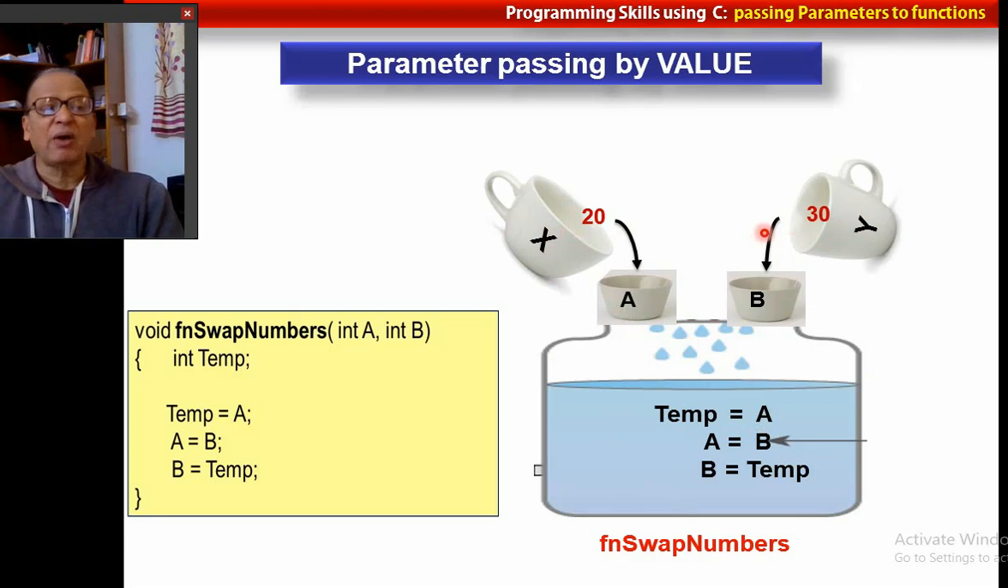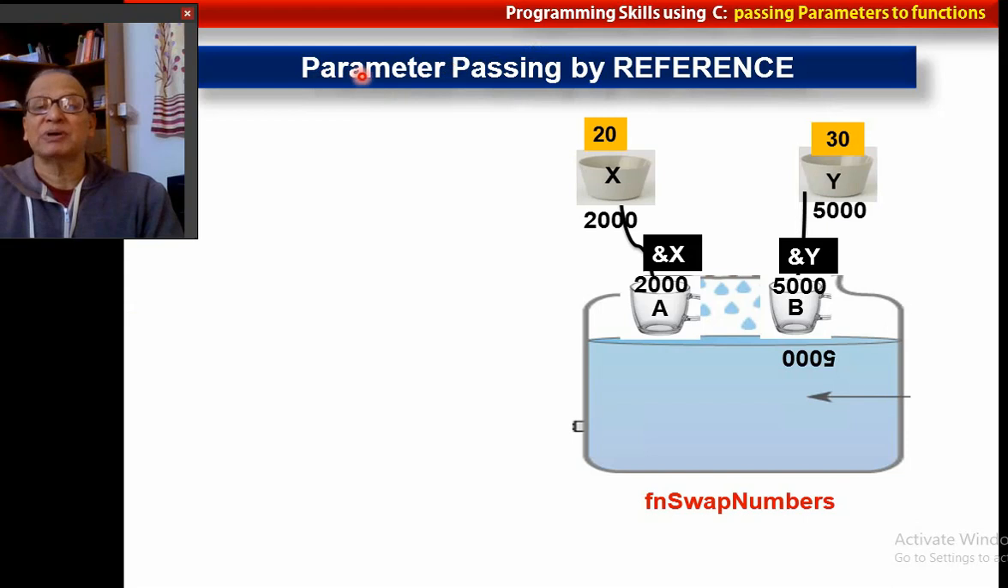So the question therefore, how are we going to swap numbers? For that we have to swap numbers using reference, by passing parameters by reference. I'll try to explain to you. Now here you have x containing 20 and y containing 30. What I am going to do is pass only the address of x and the address of y. I put therefore 2000 in a and 5000 in b. And then let us see what happens.